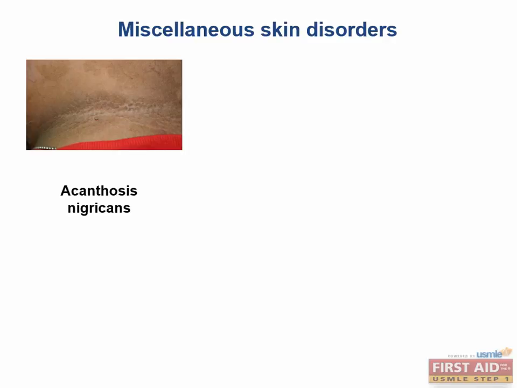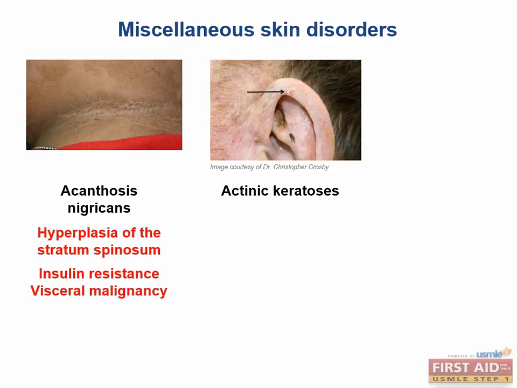Do you recall the skin layer affected in acanthosis nigricans? Hyperplasia of the stratum spinosum. What should you suspect with these skin findings? Insulin resistance, like diabetes, or a visceral malignancy. The next lesion is actinic keratosis, a small, rough, red or brown papule that is considered premalignant. Do not forget that these are premalignant lesions. Very important that you remember that.